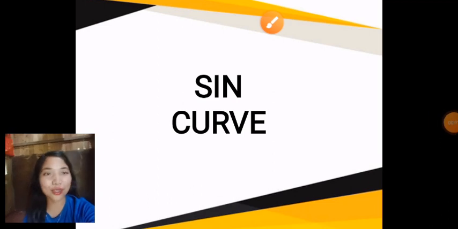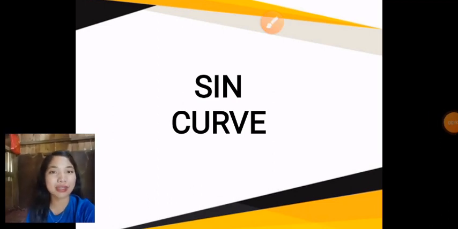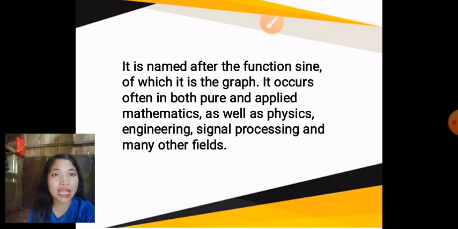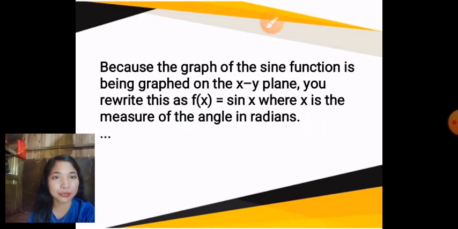So hey guys, today we are going to tackle the sine curve. A sine wave or sinusoid is a mathematical curve that describes a smooth periodic or continuous oscillation. It is named after the function sine, of which it is a graph. It occurs often in both pure and applied mathematics, as well as physics, engineering, signal processing, and many other fields.